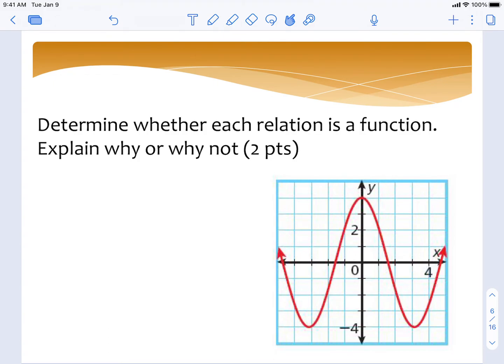Okay, determine whether each relation is a function. Explain why or why not. This is our vertical line test. So if I make a vertical line, it doesn't matter where that vertical line goes. That purple line, I can move it around now, and it doesn't matter where it goes. It's only ever going to cross this graph one time. That means that this is a yes, and we could say it passes the vertical line test.